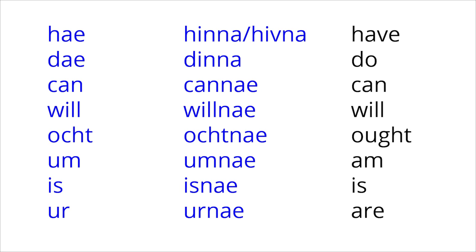And now let's talk about grammar. I love how many common verbs in Scots have their own special negative form. He, hinna, de, dinner, can, canne, will, wolna, ocht, ochtne, umne, is, isne, arne. Where a contracted form exists, there are two options for the negative.